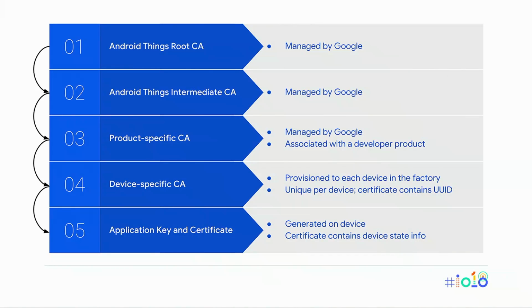So this is what a certificate chain looks like. Five levels deep. At the top, we have the Android Things CA, root CA, and intermediate CA. These are managed by Google. These are the authority for all Android Things attestation certificates.